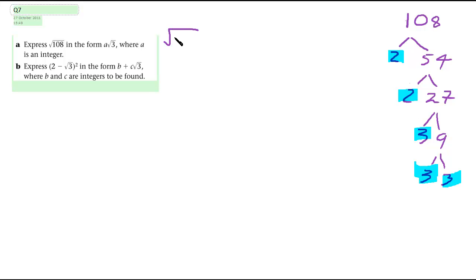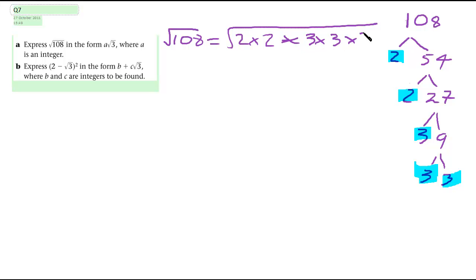Let's write out the square root of 108 in that format. Square root of 2 times 2 times 3 times 3 times 3. There you go, there's all the highlighted numbers in there. Remember, everywhere we have a pair, we have a square number. So the square root of 2 times 2 gives you 2. Bring these two together: the square root of 3 times 3 gives you 3. And then we're just left over with this 3 here, which has not been square rooted.